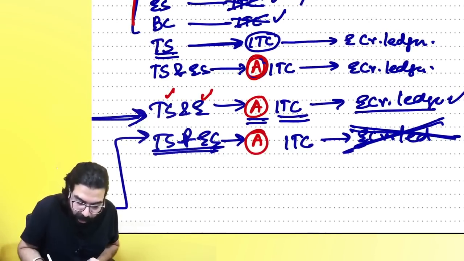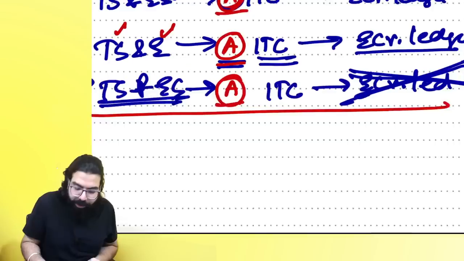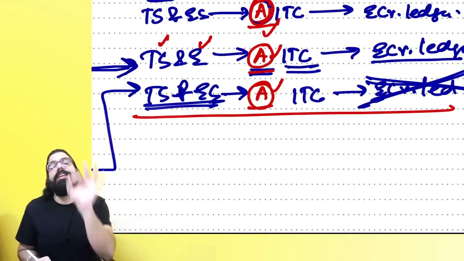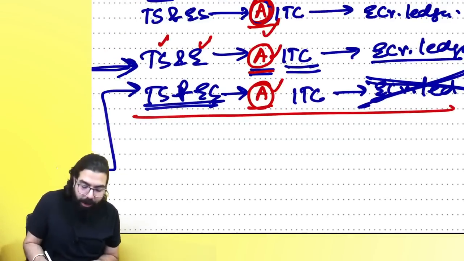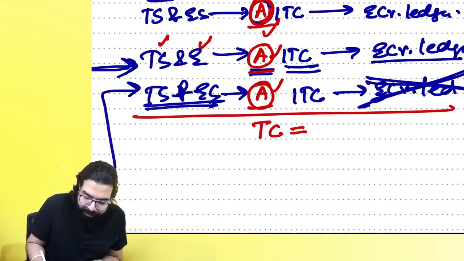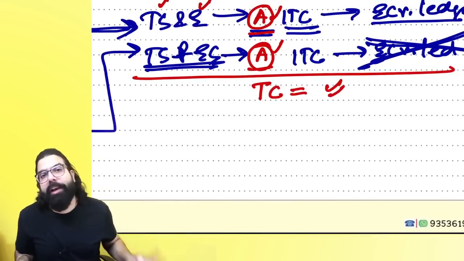Sir, this will not be apportioned. Only 1, 2, 3. This all will be apportioned. So A, the summation of all the common credit, will now be known as TC. Remember one thing, TC is the total common credit.